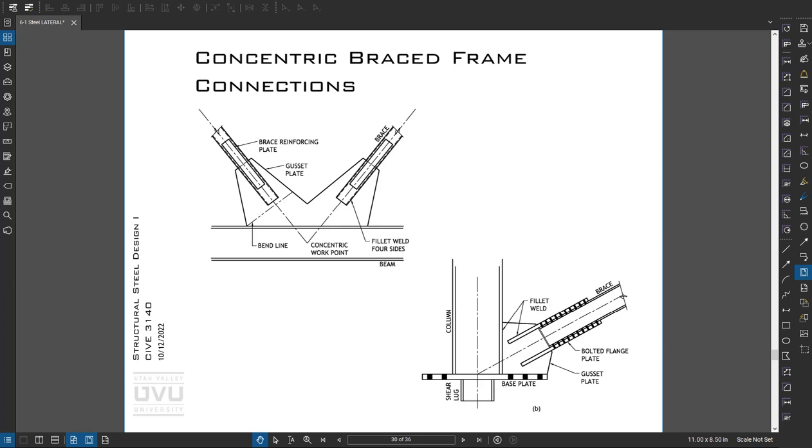All right, then just a quick look at some types of connections. This is a brace frame connection, a concentric brace frame, so the work point of the braces and the beams align. And then there's a bend line, so this can buckle out of plane and the connection doesn't get a bunch of extra stresses in it. Here's a similar bolted connection. And in this case, we could say these ends need to be past the bend line. Or you can design this for an out-of-plane moment and design the gusset plate for that.